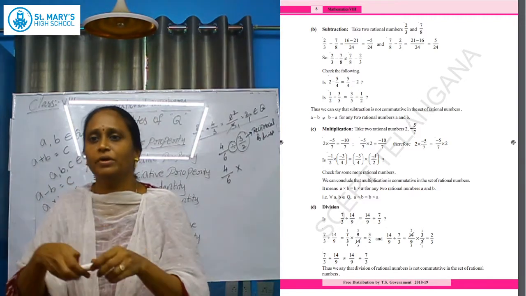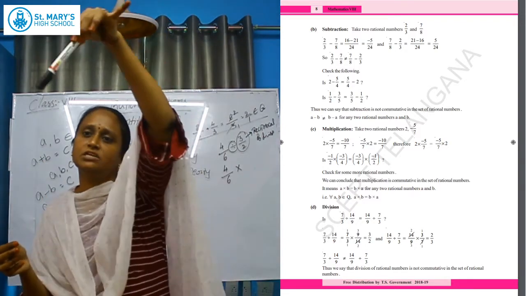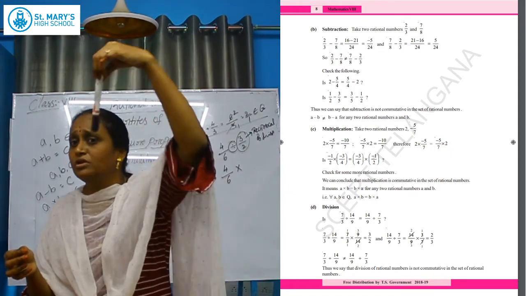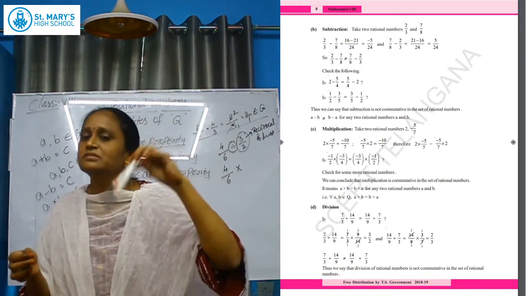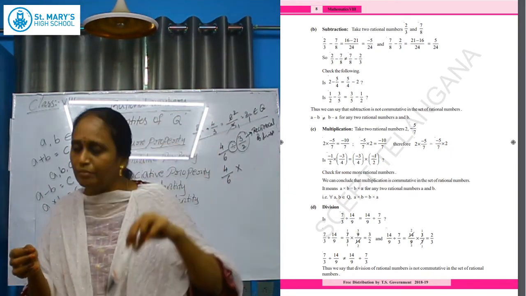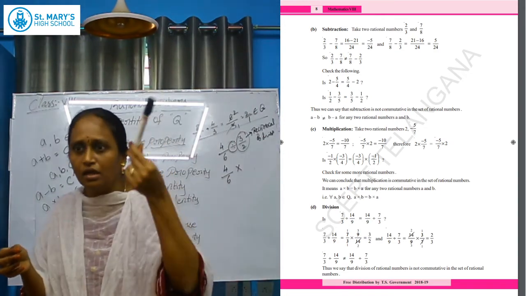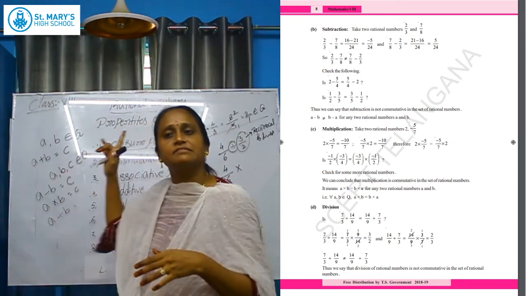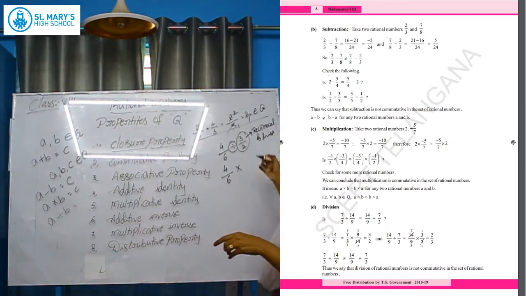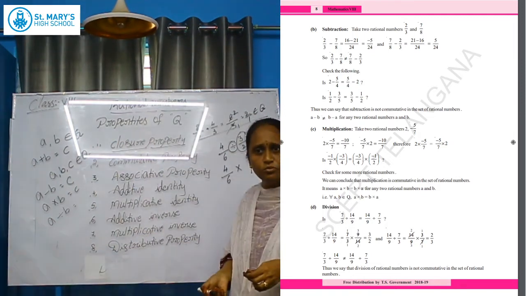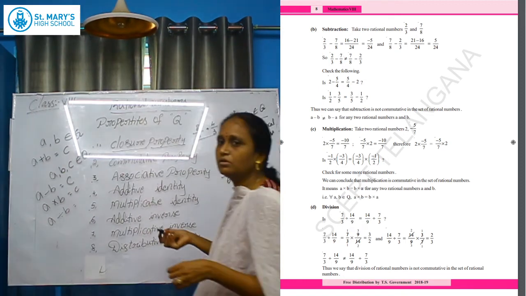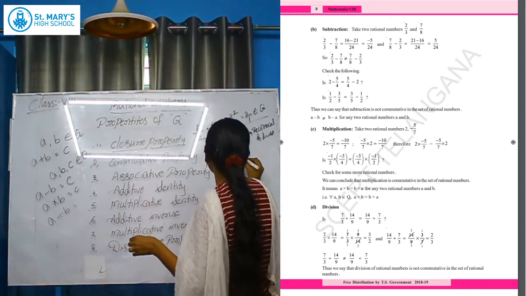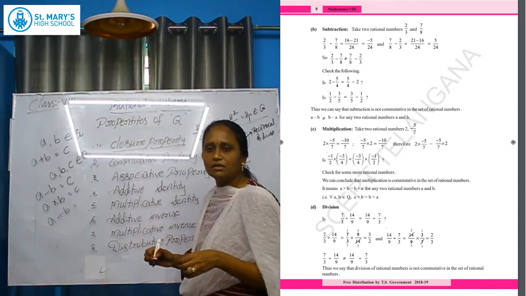I will hang you. You are in a normal position, then she will hang you like this. Then what happens to your head? Your head will come down. So that means the numerator will come down and the denominator will go up. Changing the order is called a reciprocal. So what is the reciprocal of 3 by 2? The reciprocal of 3 by 2 is 2 by 3.